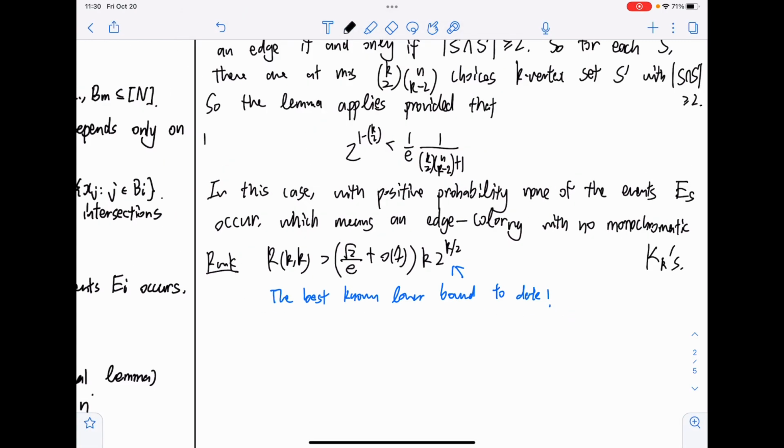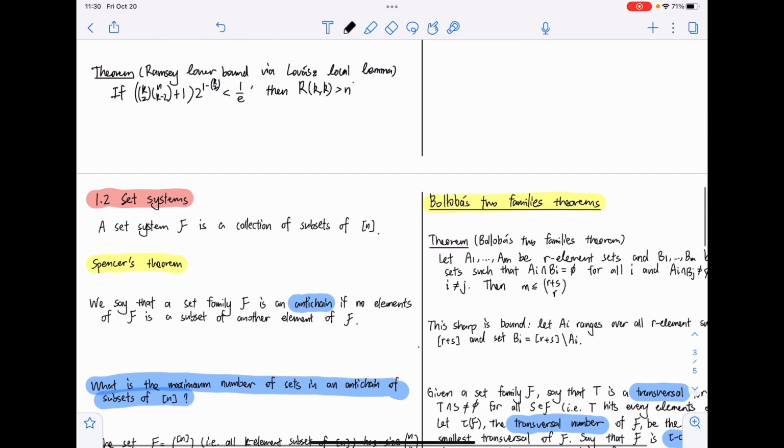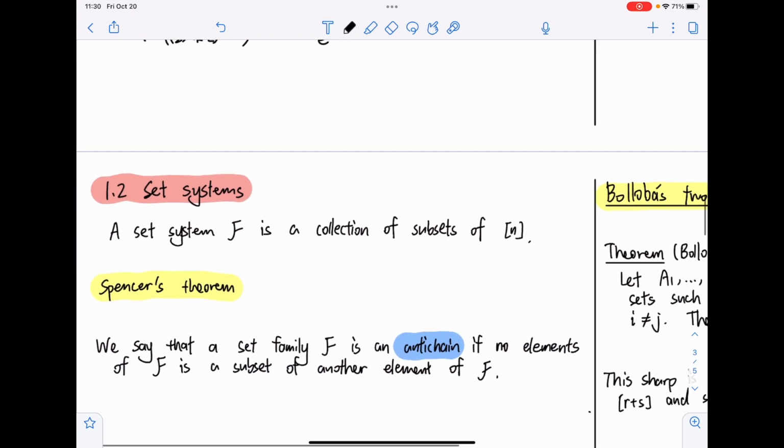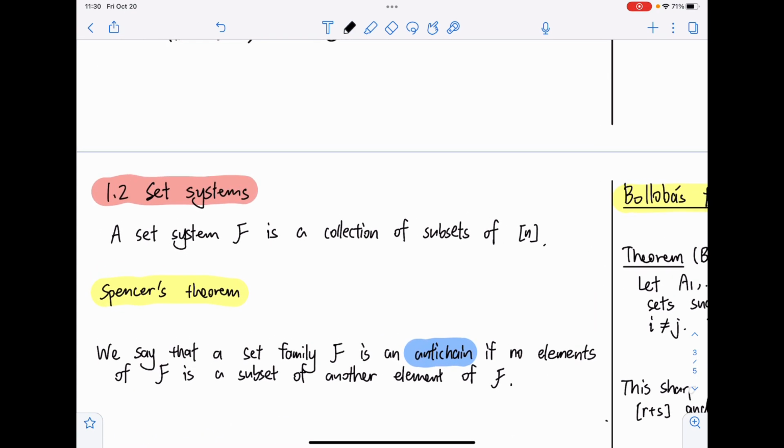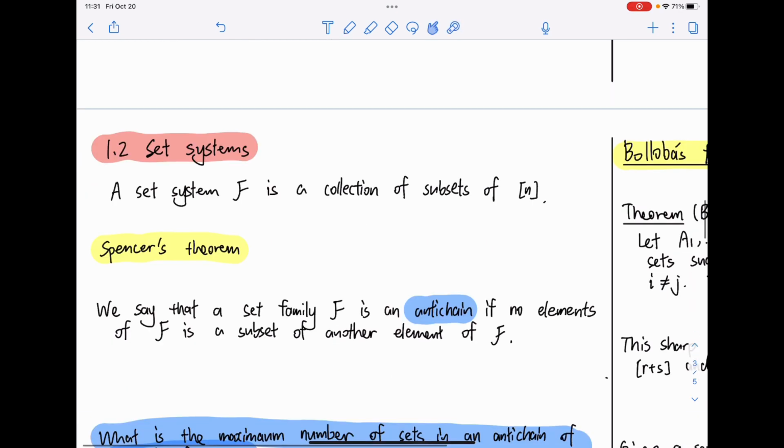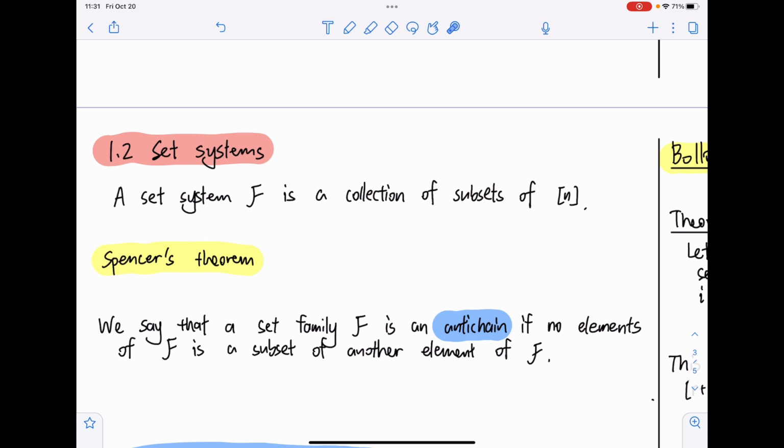And for the next section, we're going to talk about set systems. In extremal set theory, we often wish to understand the maximum size of a set system with some given property. And what is a set system? We say that a set system, let's say curly F, is a collection of subsets of the set 1 to n. That is, each element of the set system is a subset of this one.